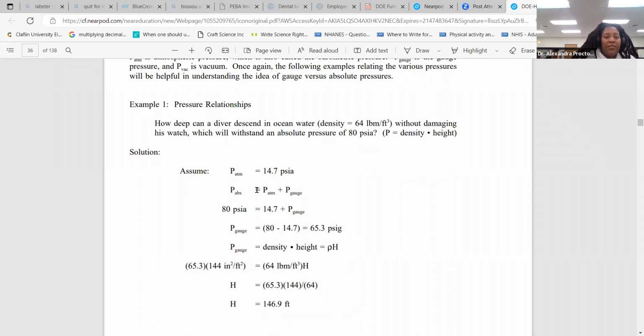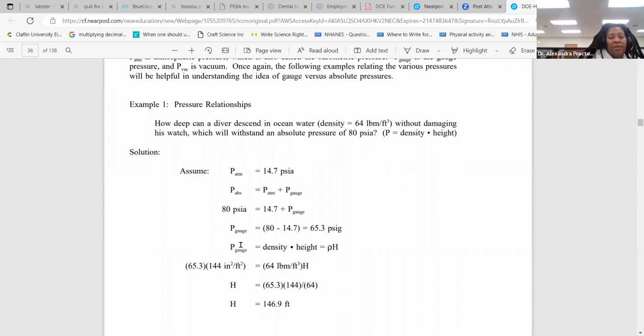So the absolute pressure is equal to the atmospheric pressure plus the gauge pressure. They plug in for absolute pressure, 80 psi. That comes from the question. And that's equal to 14.7, which they give you as the atmospheric pressure, plus the gauge pressure. They get P gauge by itself by subtracting 14.7 from 80, and it's 65.3 PSIG.